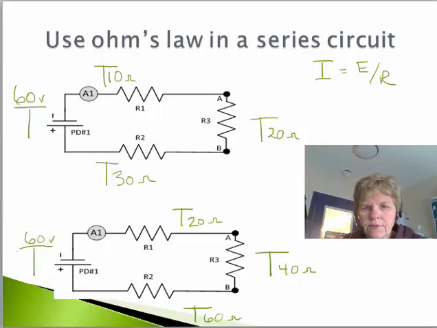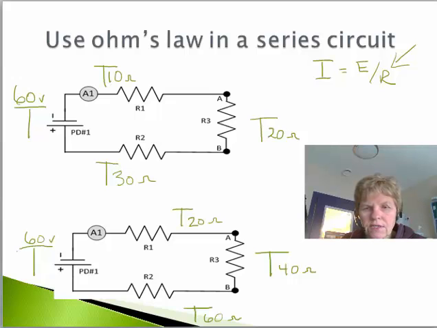Morning everybody. Today we're going to look at Ohm's law in a series circuit. Up in the corner here I've written Ohm's law. I equals E over R. Remember the I is for intensity of current or ampacity. E is for voltage or electromotive force, and R is for the resistance against that force.